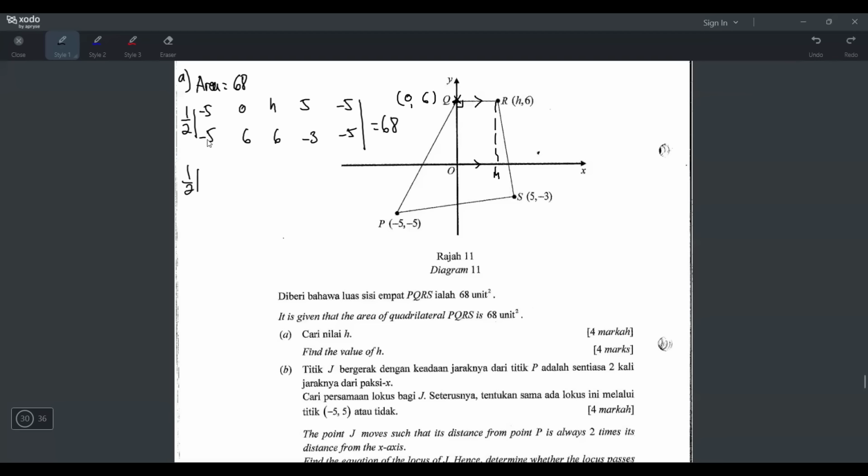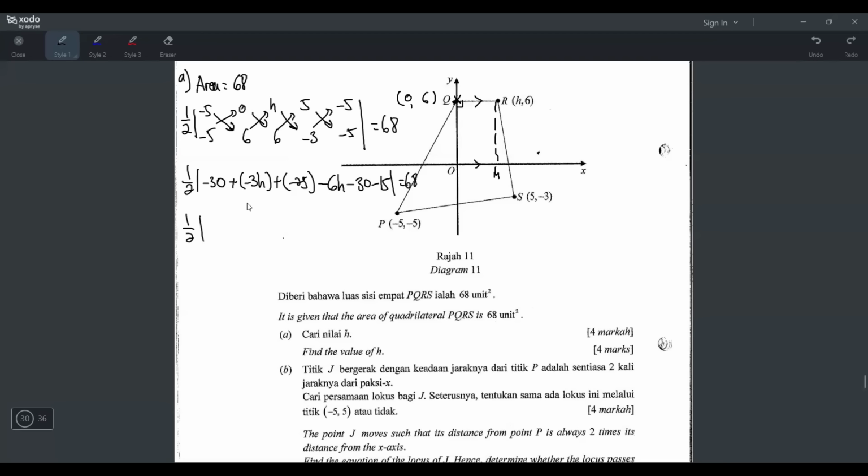And what we should do next, we have to cross multiply. We have to start from the top and cross multiply like this, right? So -5 times 6 is -30, plus 0 times 6 is 0, no need to write 0. And then plus h times -3 is -3h, so just put a bracket like this. Plus 5 times -5 is -25, right? And then minus, why minus? Because you change direction. -5 times 0, which is 0, no need to write 0. 6 times h is 6h, so 6h minus 6 times 5, 30, 30 minus -3 times -5 is positive 15 and then equals to 68, right?